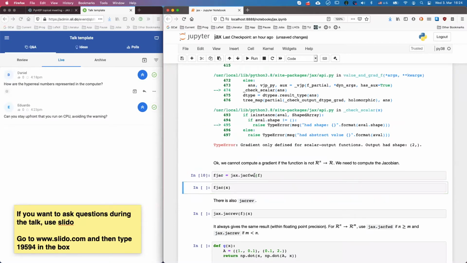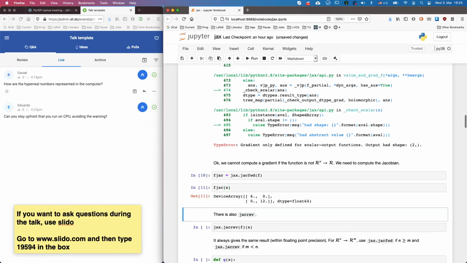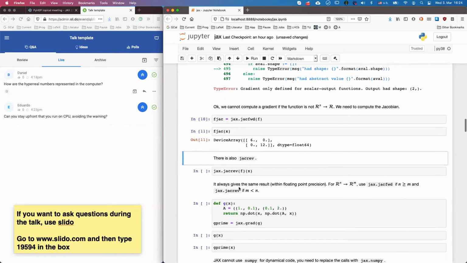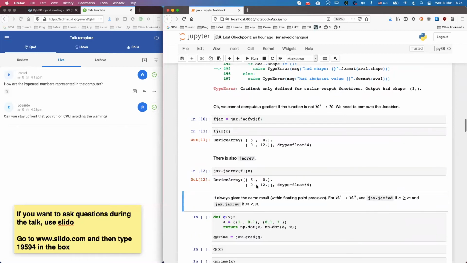And this is what this function jacfwd does. There's also jacrev. So now if I use that, then I get my Jacobian matrix just fine. So there's jacrev as well. This we can also use, gives the same result. So why are there both of these? You should use one of them.